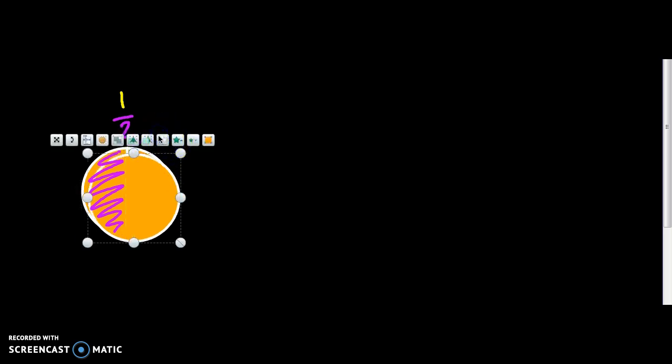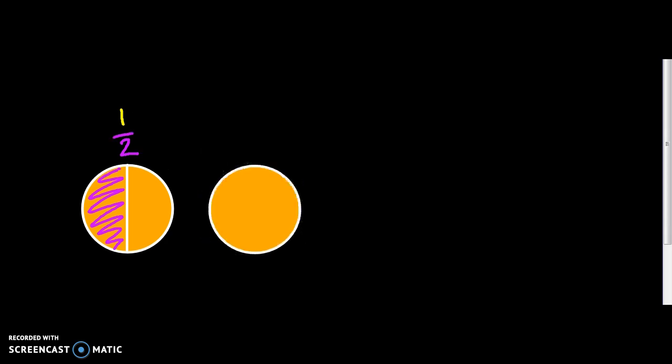Now, let's say I take that whole pizza, and I divide that pizza not into two slices, but into four slices. Okay? So I now have a total of four slices. And let's say that I eat, once again, that entire side.